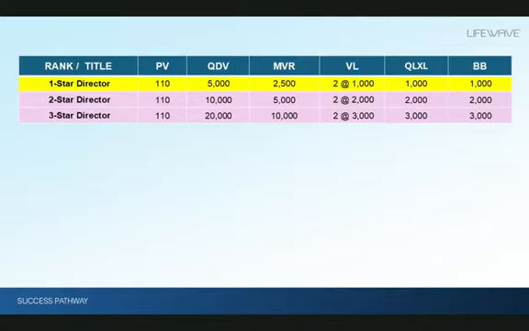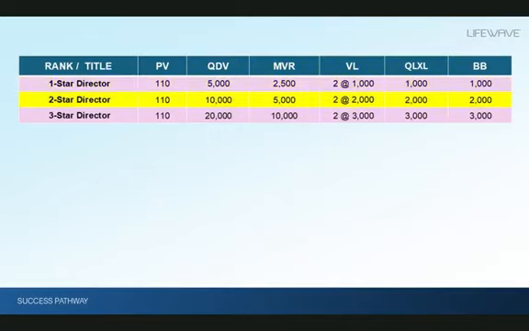To break through the next group of ranks, you will need to achieve the ranks of a one-star director. The requirements for this will be 110 PV, 5000 QDV, with MVR of 2500, which means that at this rank, you will not be able to take more than 2500 from any one single leg in your enrollment tree. You will also need two volume legs at minimum of 1000 TDV. As for the outside largest leg requirement, you will need another 1000 with binary balance of 1000 minimum for each side of your binary leg.